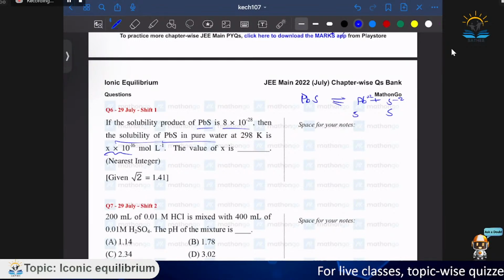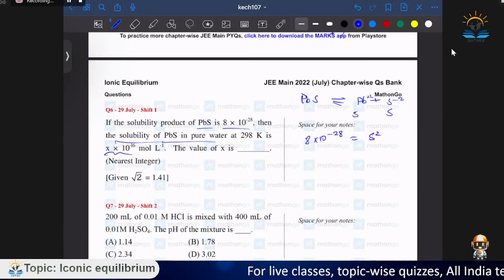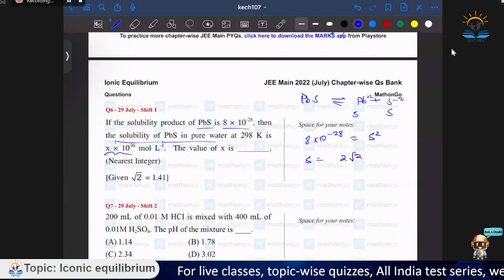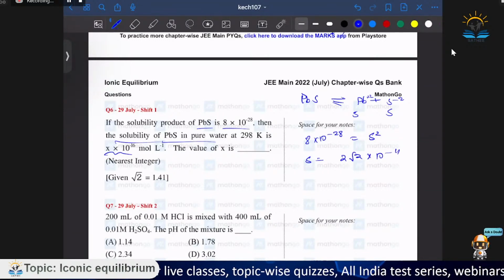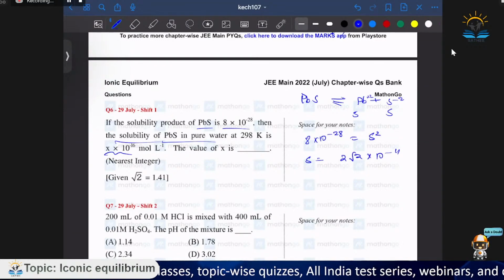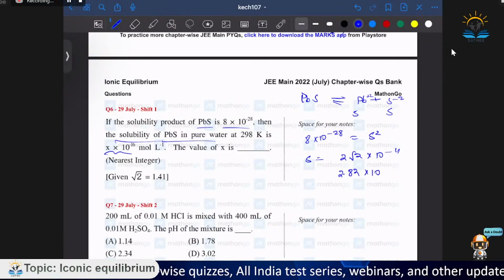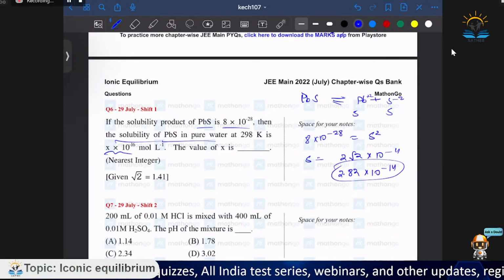The solubility product is 8 into 10 to the power minus 28, which is equal to S square. So solubility is equal to 2 root 2 into 10 to the power minus 14, because we'll take the square root of this, and root 2 they have given as 1.41. So 2.82 into 10 to the power minus 14 is the solubility.